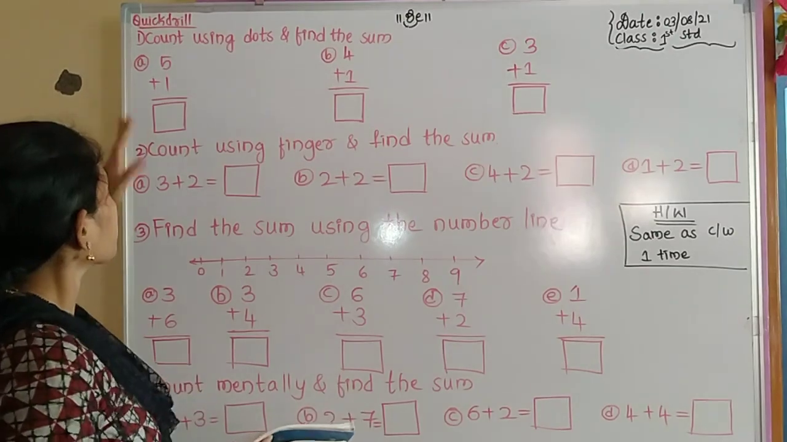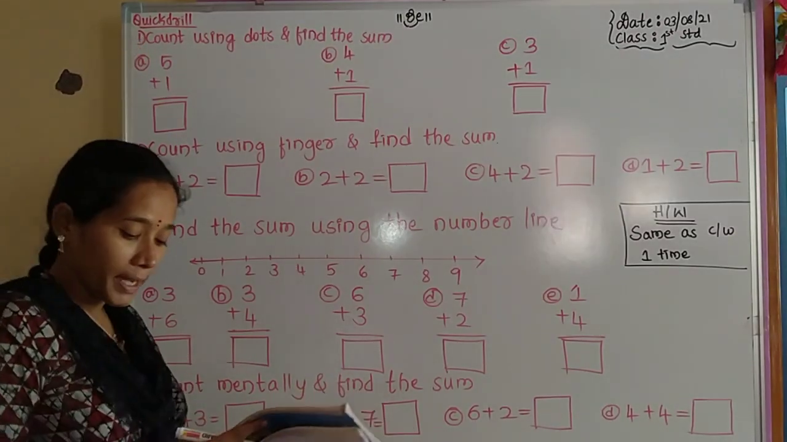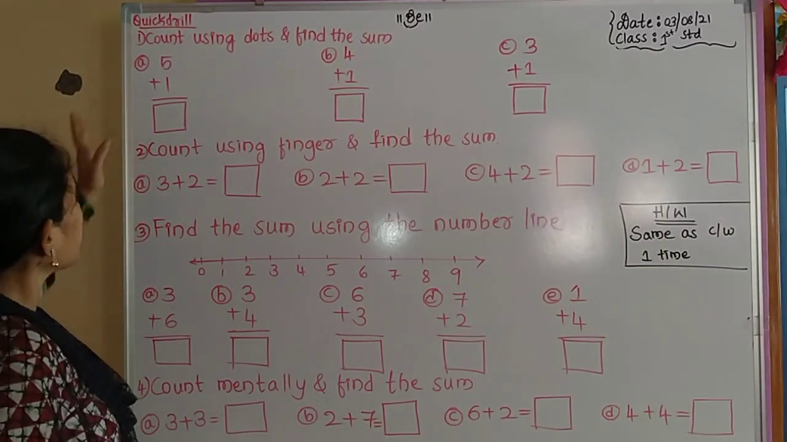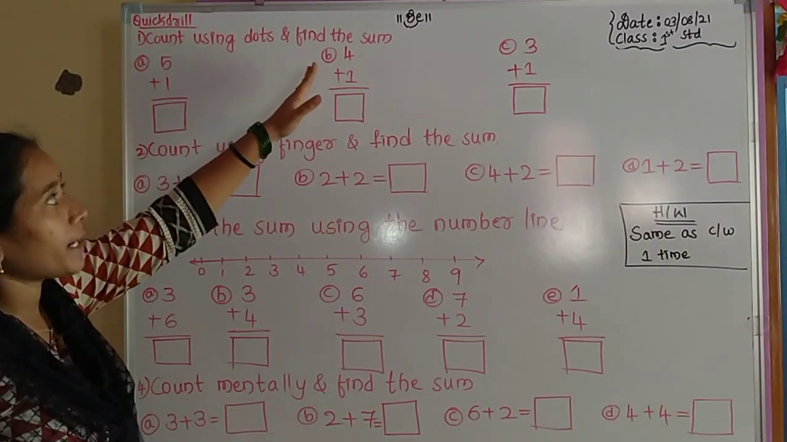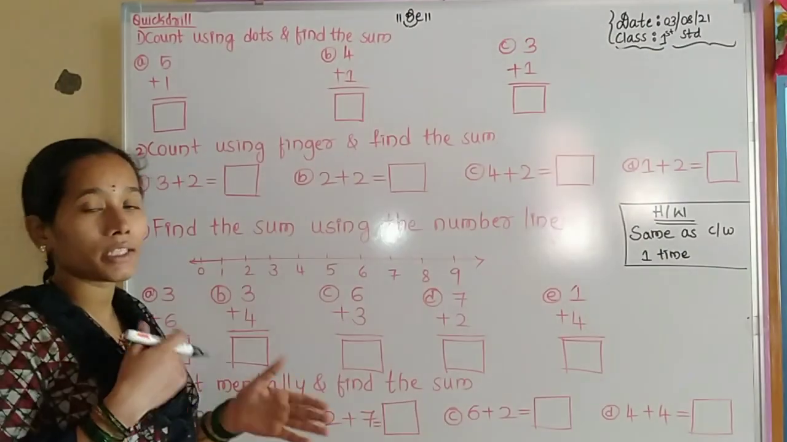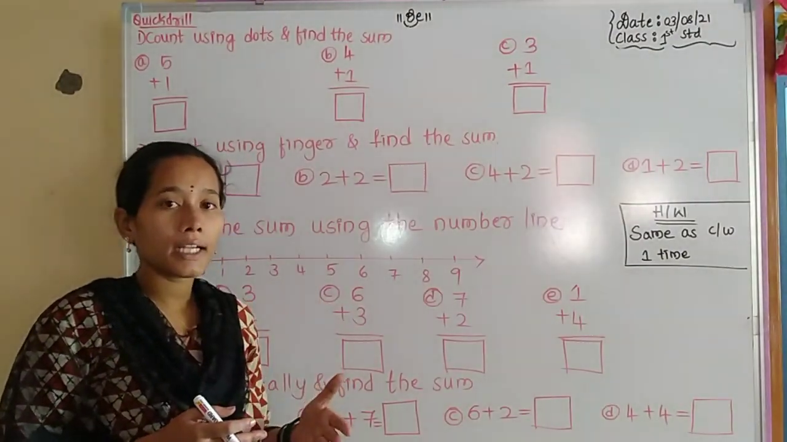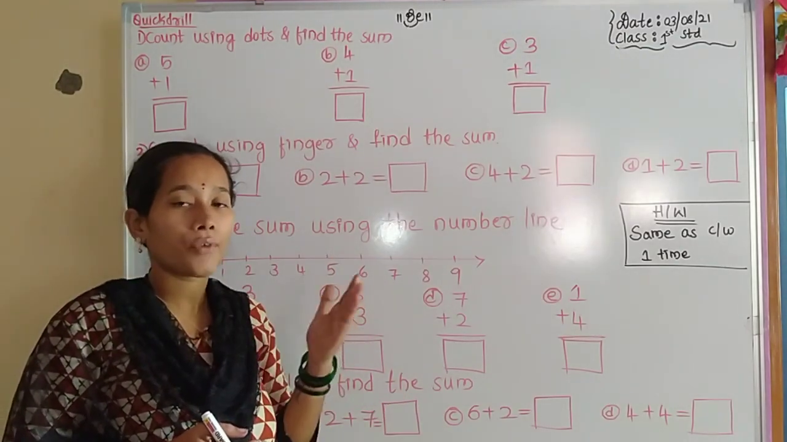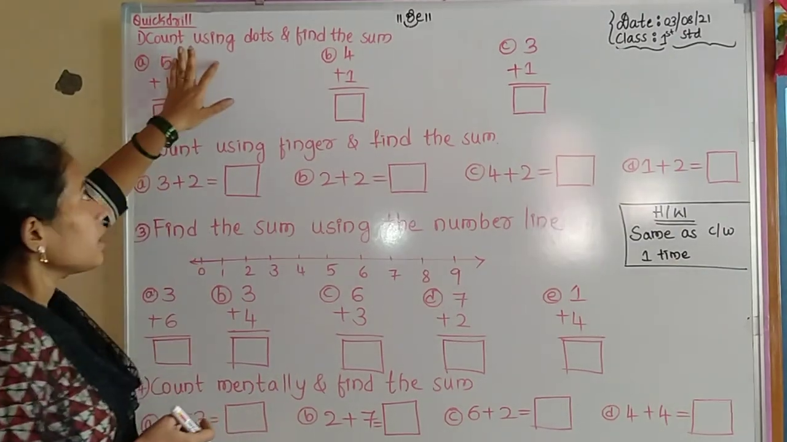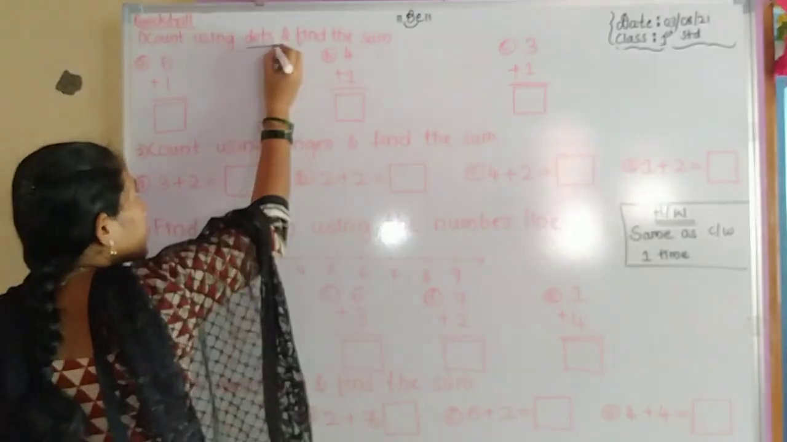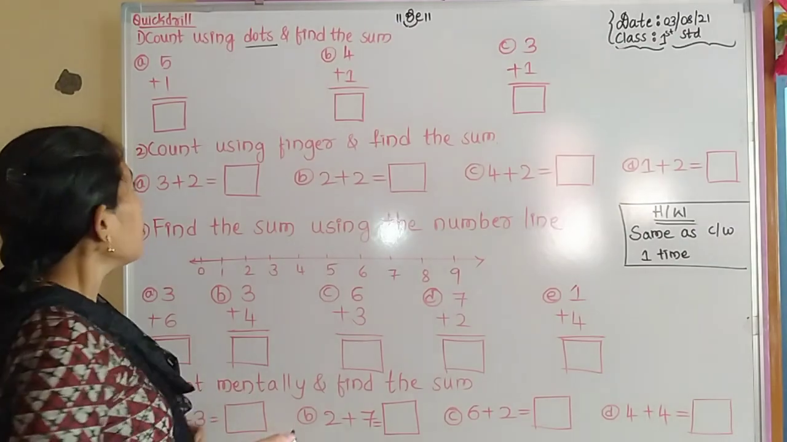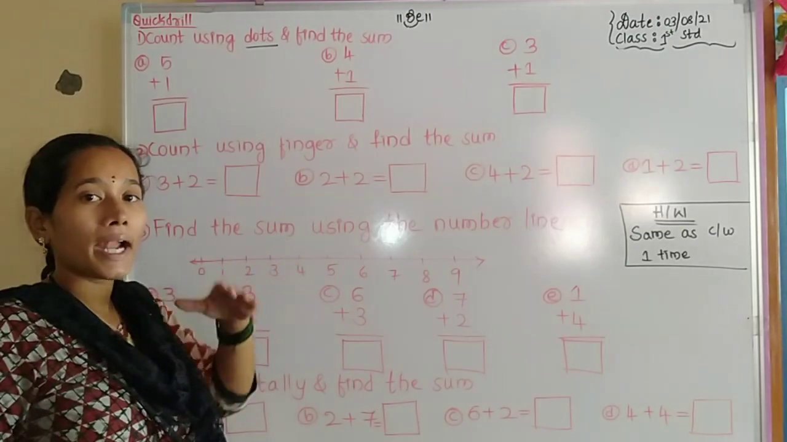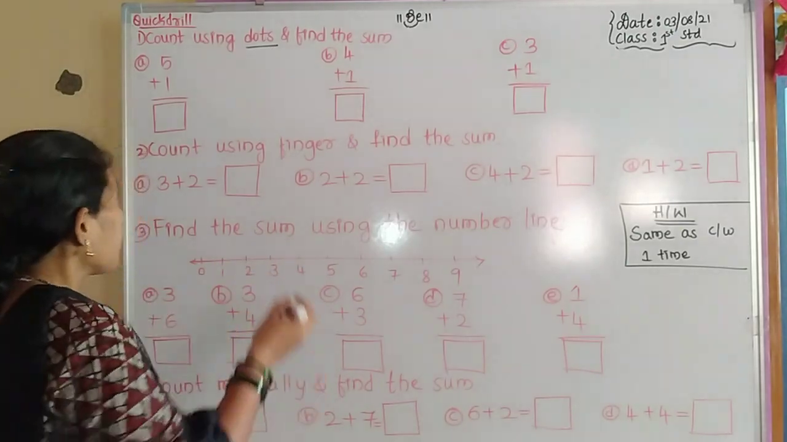See the first one. Quick drill. Open your textbook page number 39. Okay. So open now. See here. The first one is count using dots and find the sum. They have given the method in the headline. We have to see which method it is. According to that method only we have to represent and find the sum. So here it is using dots. The dots method is one of the important methods. Here we have to represent the first and second addends with respect to their values.